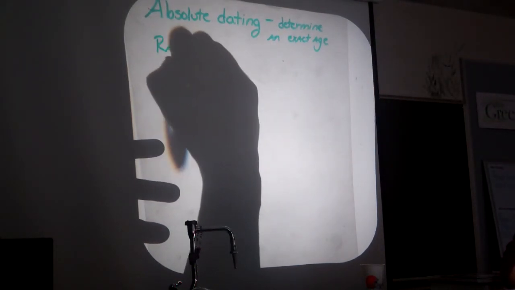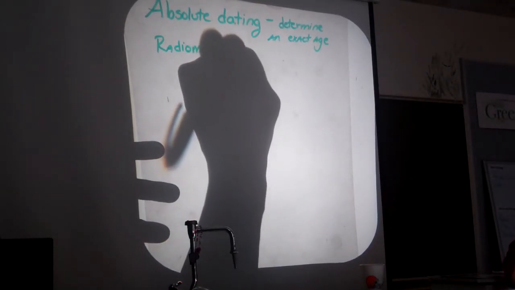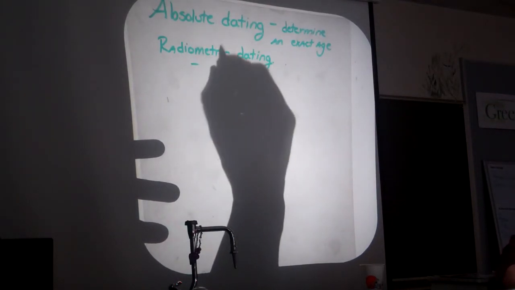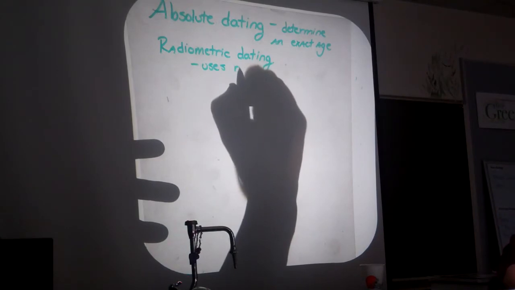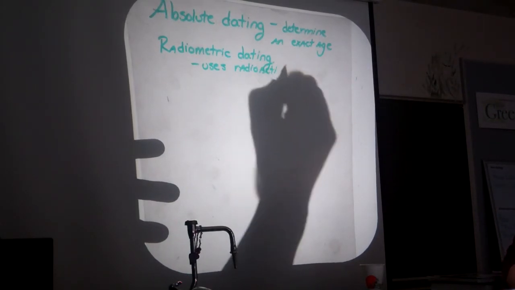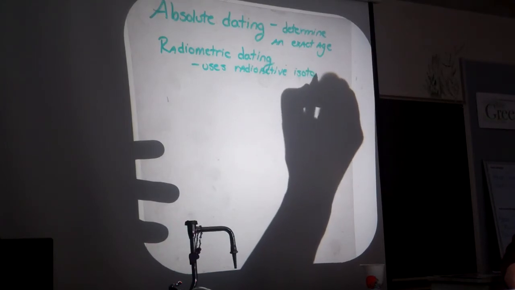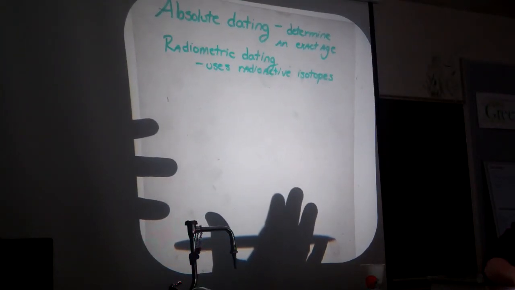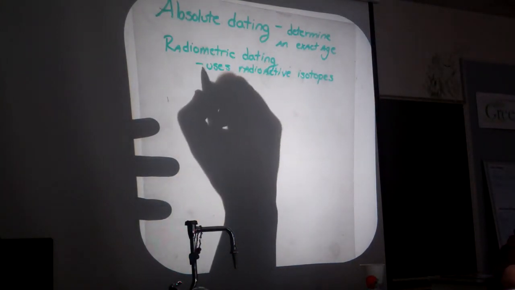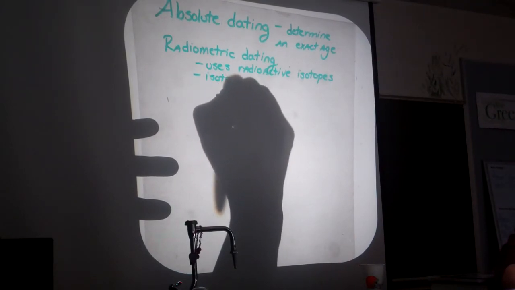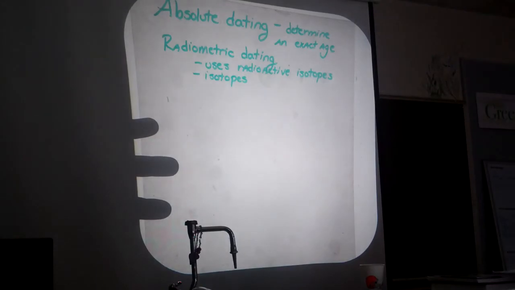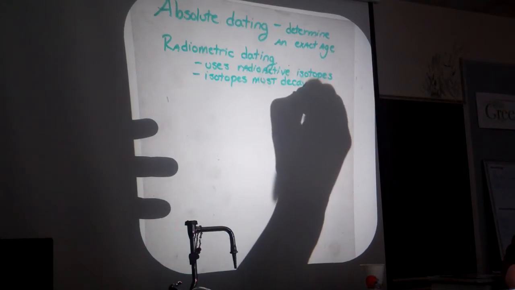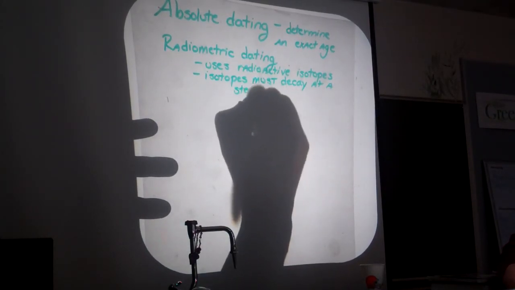The technique that's used in this case is radiometric dating, or radioactive dating, or they give it a bunch of different names. And radiometric dating uses radioactive isotopes, and we went over what that is just before, saying that these are those special atoms that don't like to stay glued together. They decay. The other characteristic that these isotopes have to have is that they absolutely must decay at a steady rate.